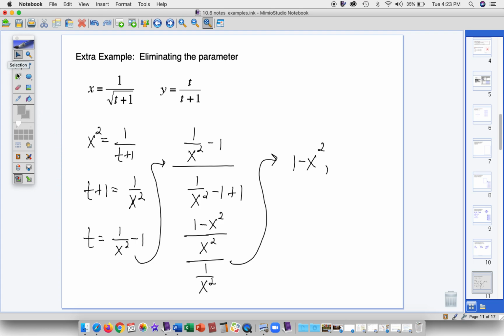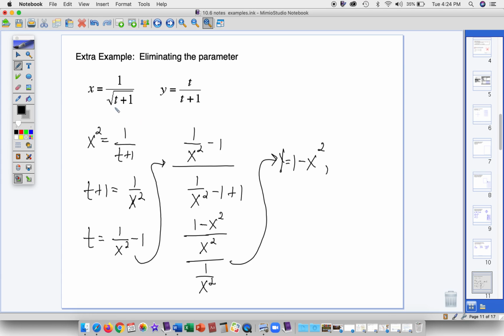Okay, so hopefully you ended up with the rectangular equation 1 minus x squared. So it'll be y equals 1 minus x squared. Now I put a comma here because this is actually not complete yet. Did you remember that you need to think about the restrictions?